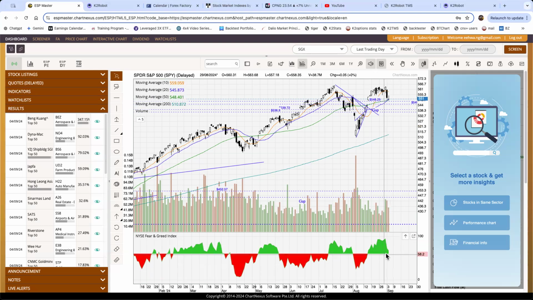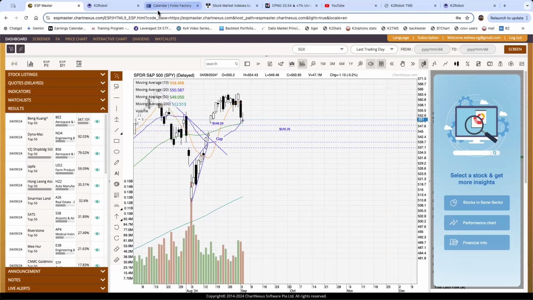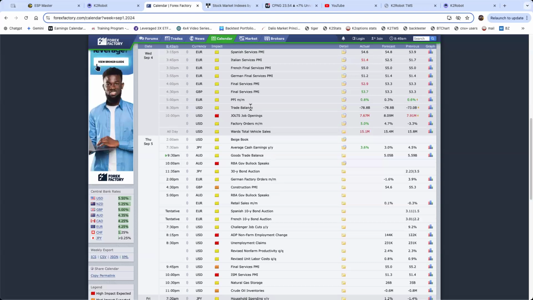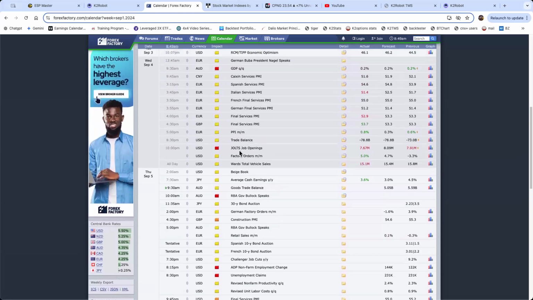So we are around here. The best time to buy is actually when the index starts to reverse right here. That is the immediate level that we'll be watching for. So that is how we use this information. And the catalyst for this week: last night, we had the job openings data. Let me go through the economic data together with you.